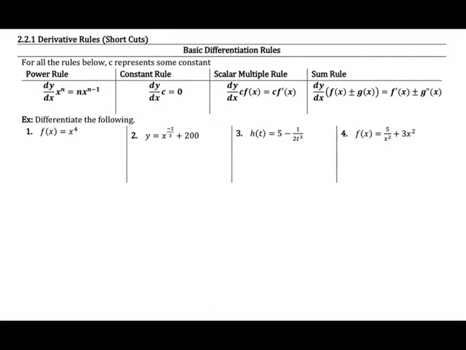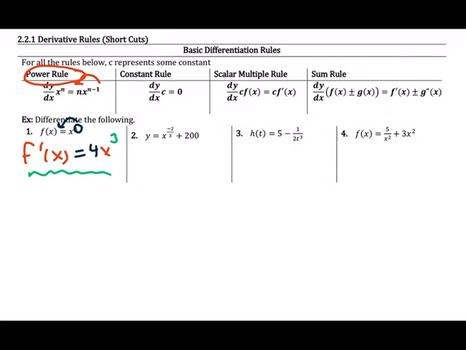So the first property we're going to talk about is the power rule. If you have a variable to an exponent, you take the exponent and drop it down in front to make it the scalar, and you decrease the power by 1. Here on number 1, the power is 4, so I drop that down in front, keep my x the same, and decrease the exponent by 1 to get 3. So the derivative of f of x equals x to the 4th is f prime of x equals 4x to the 3rd. And if you tested this out using limits, you would get the exact same answer.